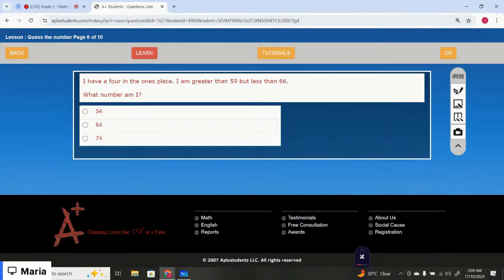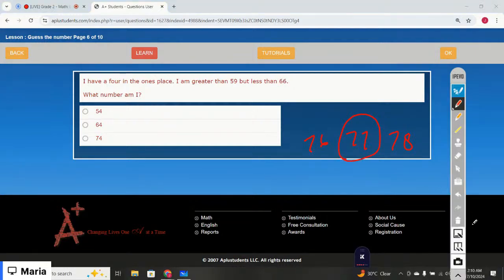So which is the correct option? 54 is not between 59 and 66. You can even write the numbers that are between 59 and 66. That is 60, 61, 62, 63, 64, and 65.